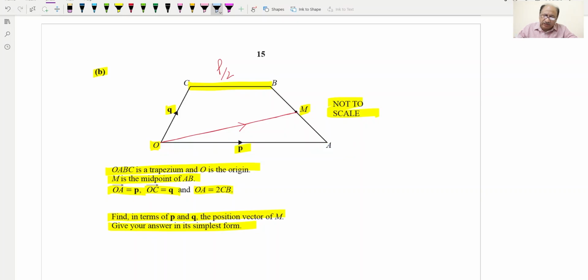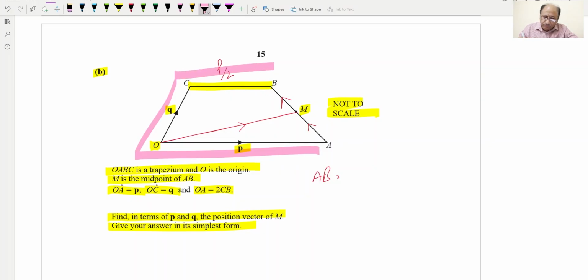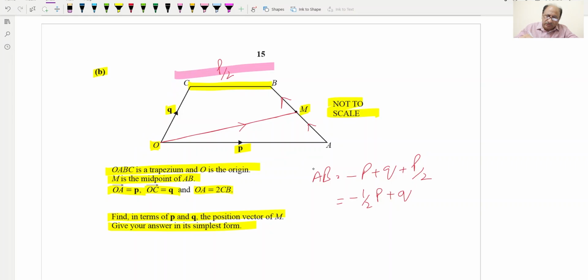So to find AM, we will find AB. For AB we will be taking this root and this one, so it will be P minus P plus Q and plus P by 2. This will be our AB, which we can rewrite as minus 1 by 2 P plus Q. Now I will erase the root indication.